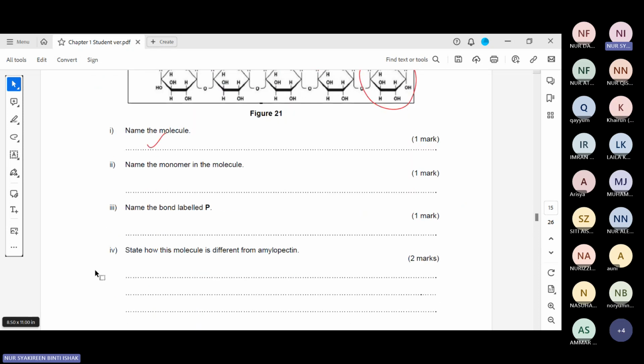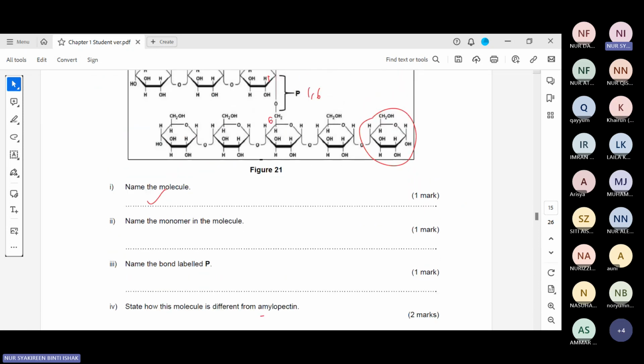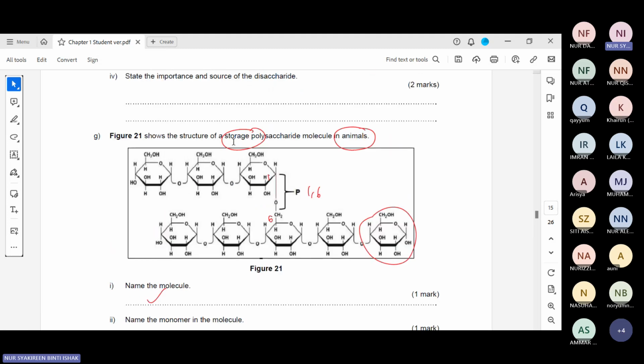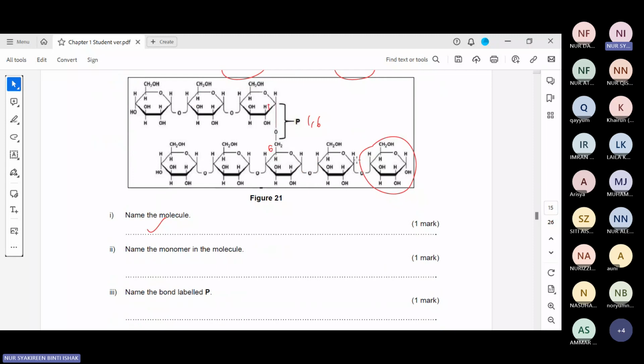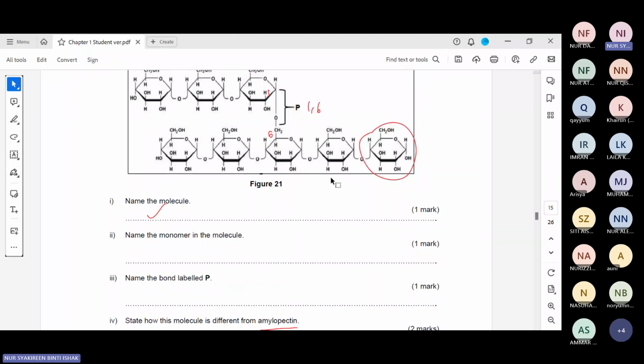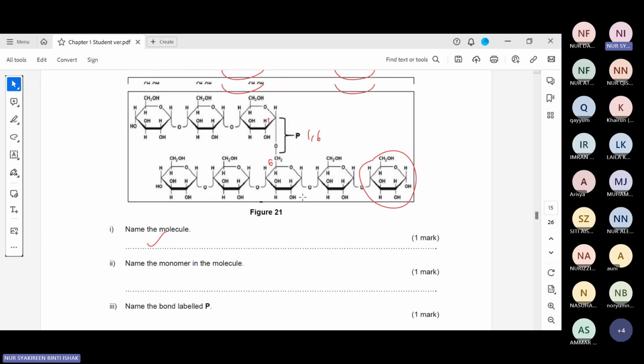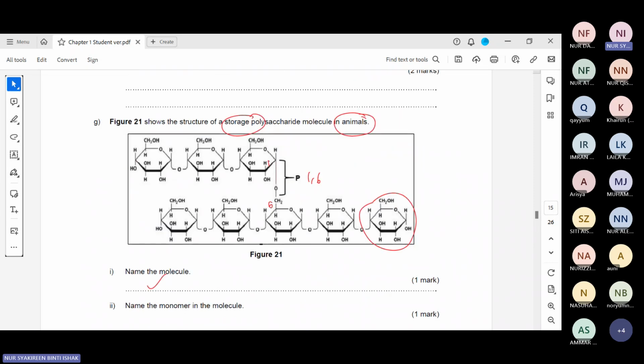State how this molecule is different from amylopectin. Amylopectin, okay, the molecule is inside plant cell. But glycogen is in animal. So in animal, obviously animal requires more energy compared to plant. Plant is a static organism, just stays there. So obviously the storage carbohydrate for animal, the glycogen, the molecule will be much larger. Why is it large? Because it has more branches. Okay, so glycogen will have more branches compared to amylopectin.